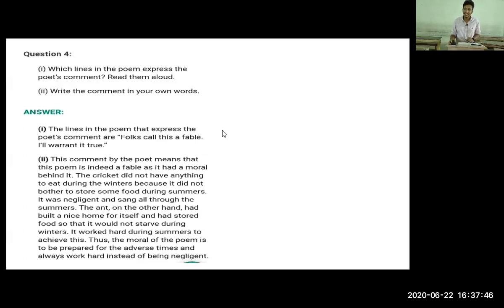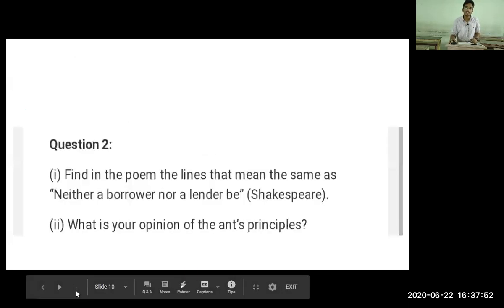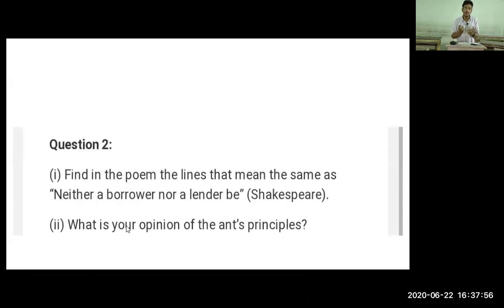Okay, so we have another question for you, and this question is actually a follow-up activity. You have to write this question in your notebook and find out the answer to this question and send it to my WhatsApp number immediately, as early as possible.